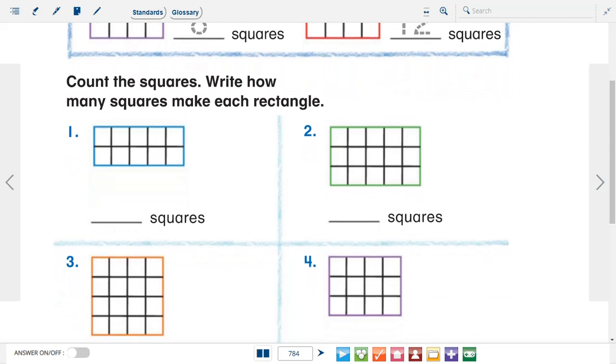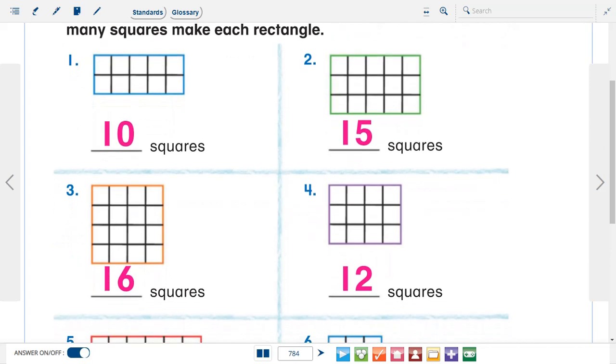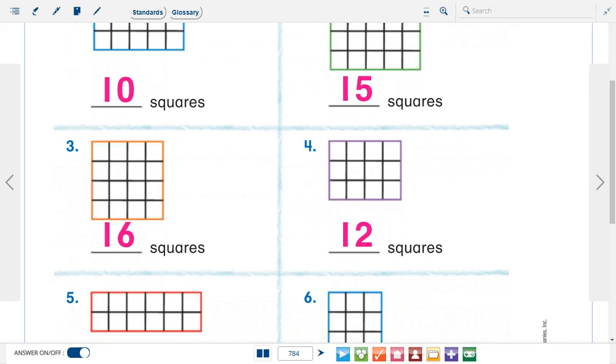Count the squares, write how many squares make each rectangle. This one, 1, 2, 3, 4, 5, 6, 7, 8, 9, 10. It is made of 10 squares. 1, 2, 3, up to 15. So it is made of 15 squares. This one, number 3, is made of 16. Number 4, made of 12.